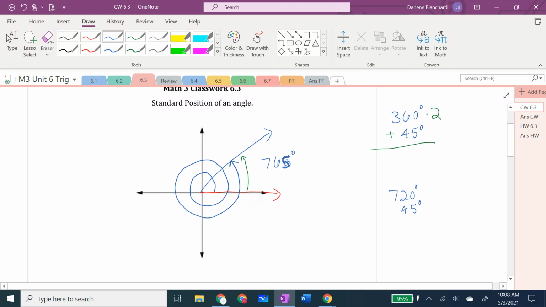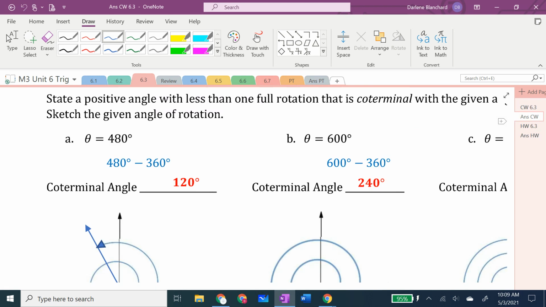I can have negative angles as well. So if I start at x equals 0 and I rotate clockwise, I'm actually going in the negative direction. So if I make half a rotation in the negative direction, that is negative 180 degrees. And let me double check.